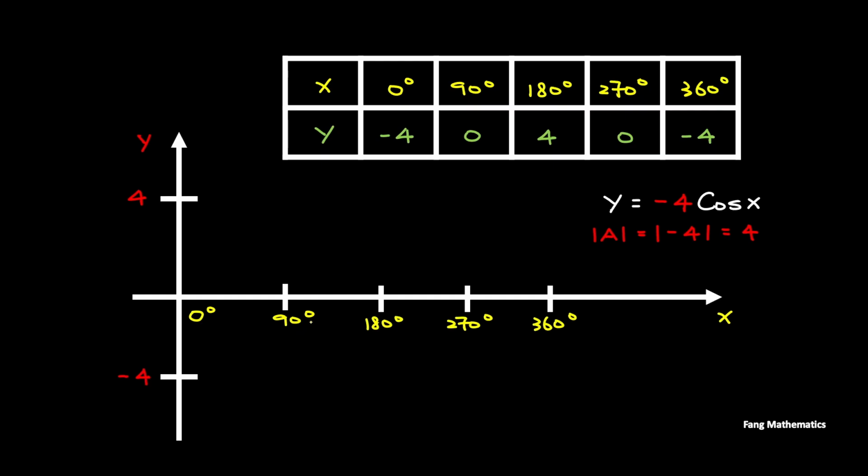And now we plot the coordinates starting from 0 degrees, minus 4 here; 90 degrees, 0; 180 degrees, 4; 270 degrees, 0; 360 degrees, minus 4.